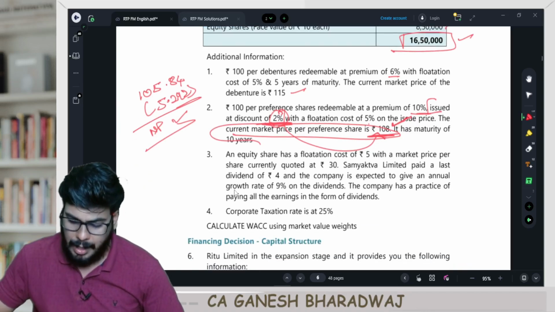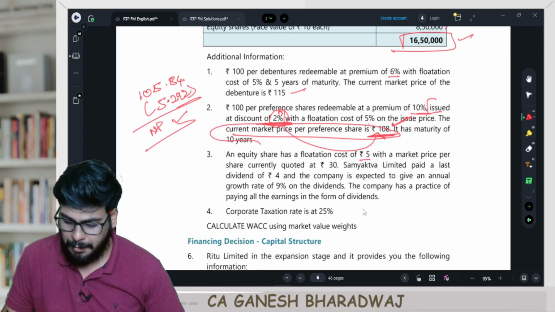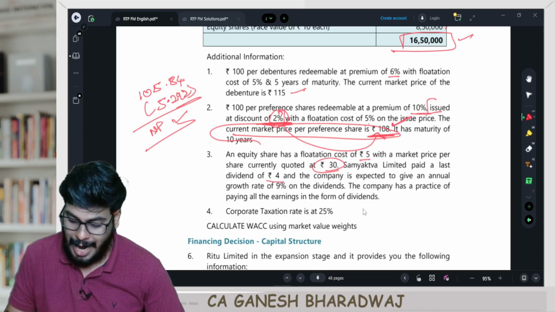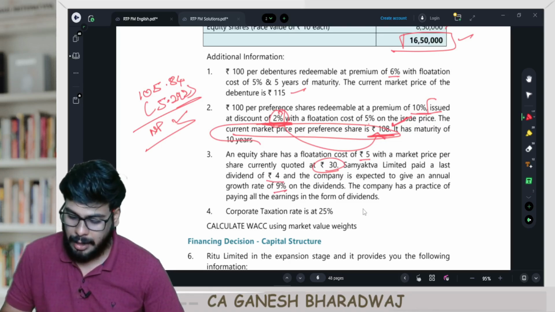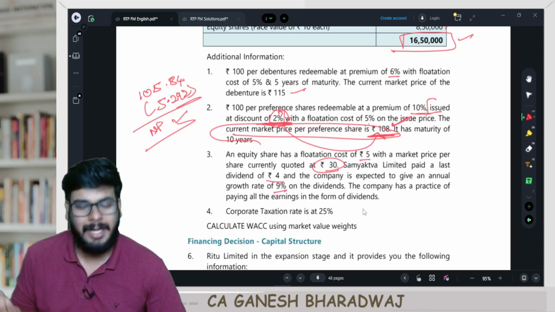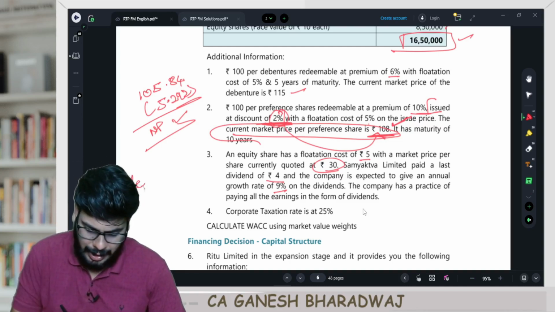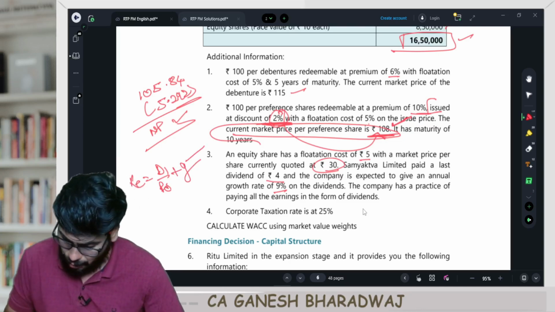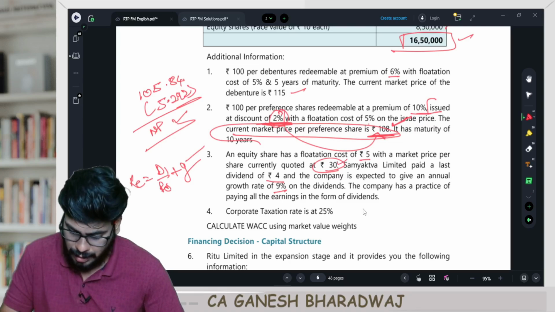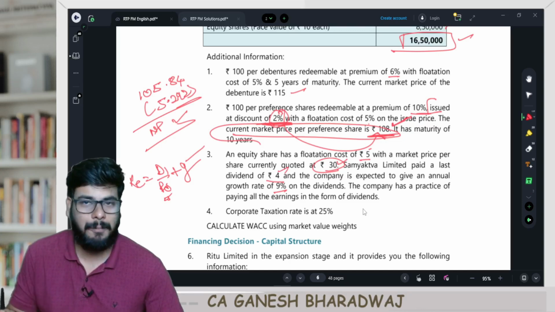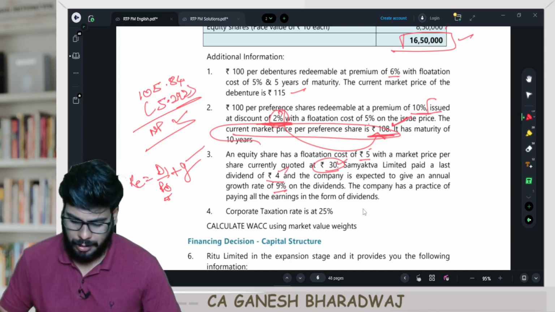Then finally, an equity share has a flotation cost of 5 rupees with the market price per share currently quoted at 30 rupees. Samyaktva Limited has paid a last dividend of rupees 4. The company is expected to give an annual growth of 9% on dividends, and the company has a practice of paying all earnings in the form of dividends. So how do you find this? Very simple. KE is equal to D1 by P0 plus g. The growth rate is given in the question. P0 is the net proceeds, 30 minus 5, 25 rupees. D1: the last period dividend was 4 rupees, so 4 into 1.09. You substitute all these figures and the KE value is also found.